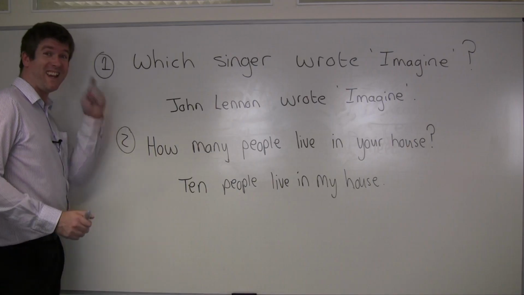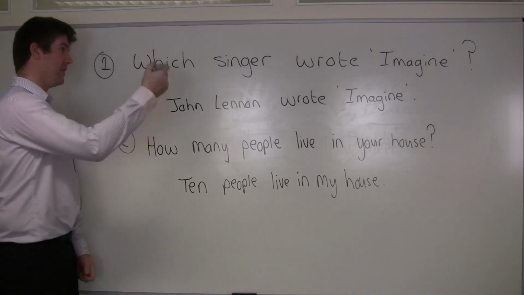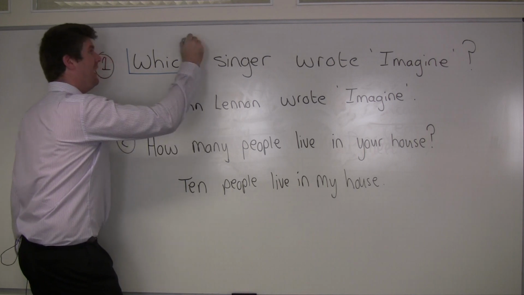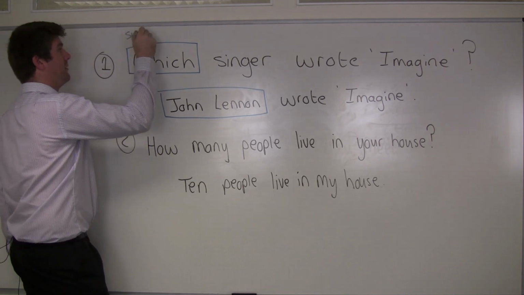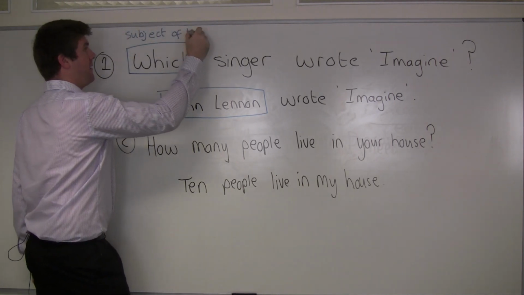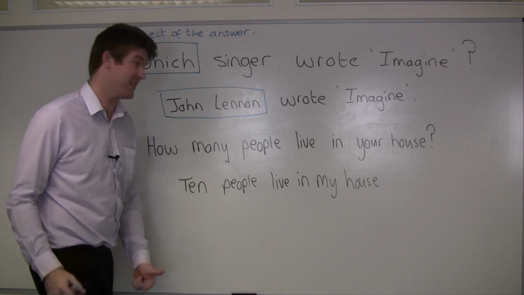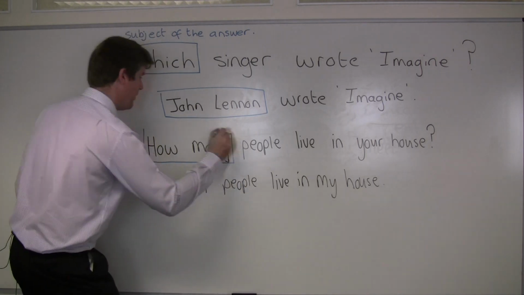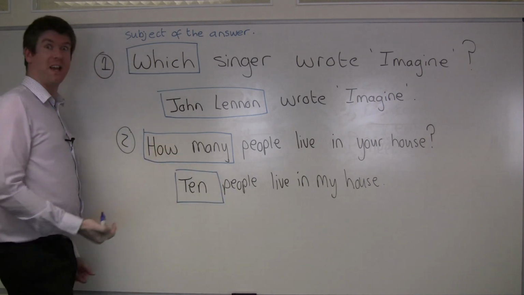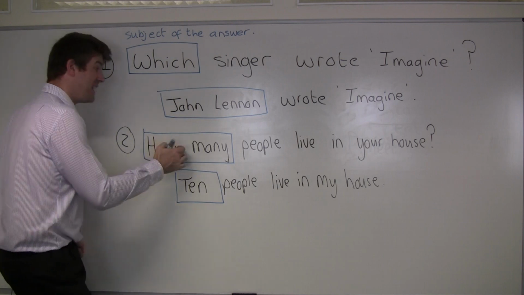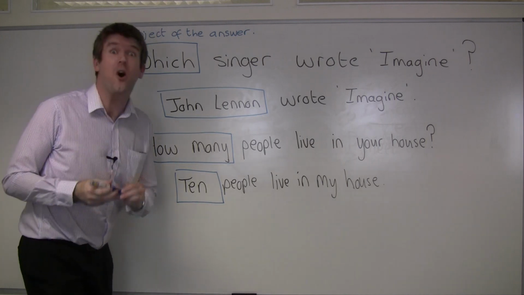In this question, which singer wrote Imagine? The answer, John Lennon wrote Imagine. Which here is the subject of the answer. It isn't the object of the answer. The same is true for question 2. How many? And 10. The subject of the answer. Because this and this are the subject of the answer, we don't have an auxiliary verb.